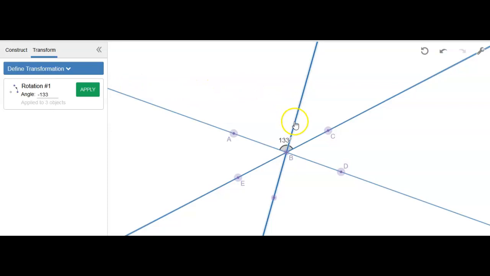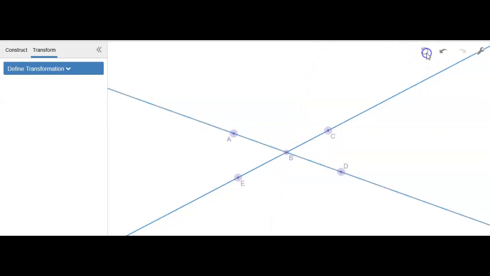This might be a little bit easier if I do apply here. Now you can see when I rotate this figure 133 degrees, this one's going to land over here, but this line right here would land like this. So that one does not take this angle here to this angle here. That's not going to be a correct statement.